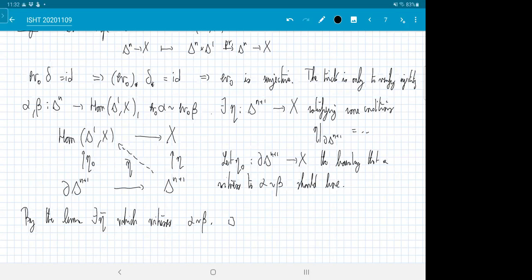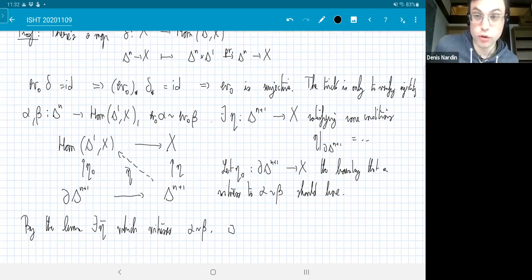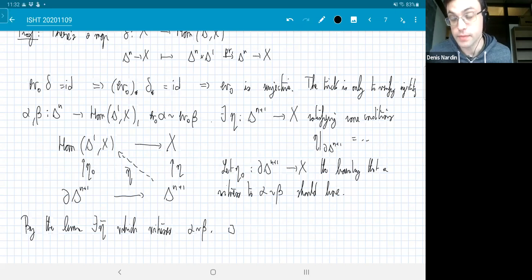Excuse me, what does the sentence on the right say again? So, what does it mean that alpha and beta are homotopic? It means that there is a certain n plus one simplex with a certain boundary. Precisely, its nth face needs to be alpha, its n plus one face needs to be beta, and the other faces need to be constant maps. Right?